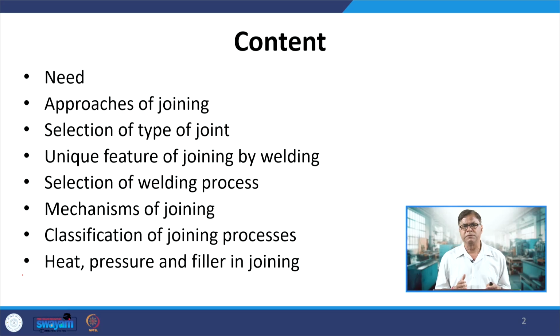Then comes the classification of joining processes, which means there are tens of joining processes. How can we put the different processes in different categories? That is done basically for ease of understanding and for giving names to newer processes. There are various purposes of classifying the joining processes. What are the factors based on which joining or welding processes are classified, and what is the advantage of classifying them? Then we will also see the role played by heat, pressure and filler metals in welding and joining.